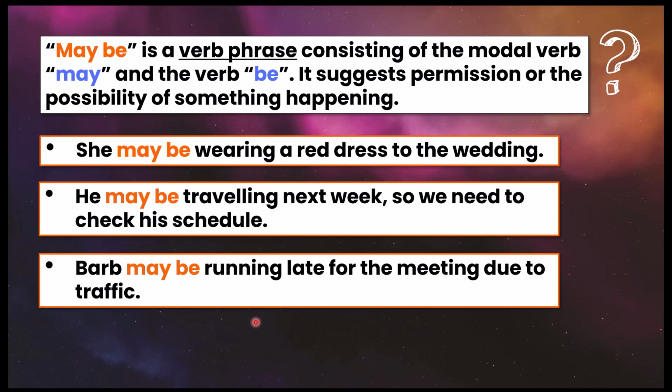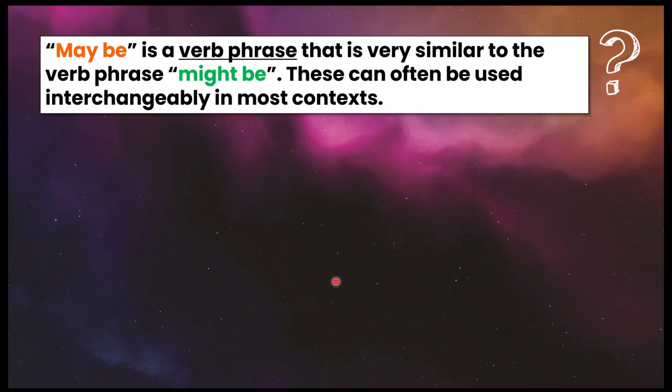So before I taught you that maybe, one word, is very similar to perhaps. And we cannot replace any of these verb phrases with perhaps. She perhaps wearing a red dress to the wedding. That's incorrect. He perhaps traveling next week. Again, that's incorrect. Perhaps does not function as a verb. So may be is a verb phrase that is very similar to the verb phrase might be.